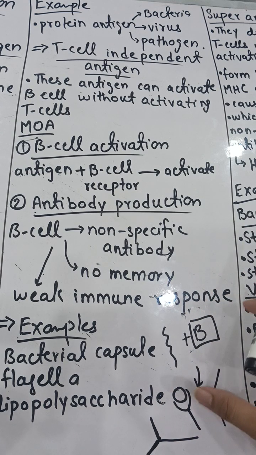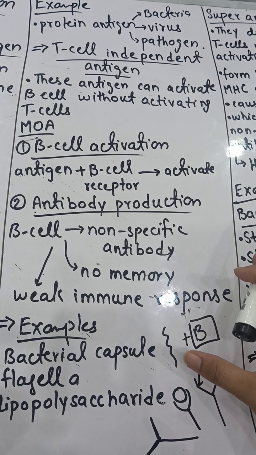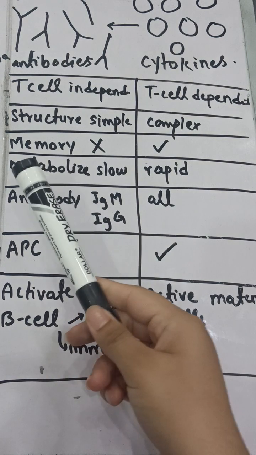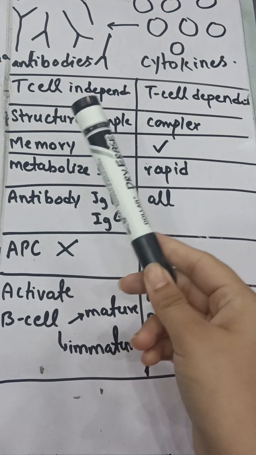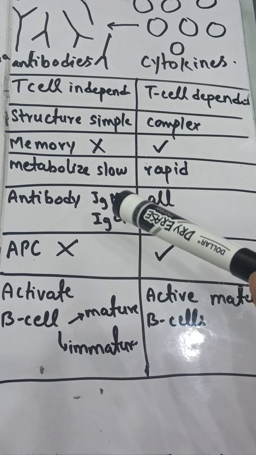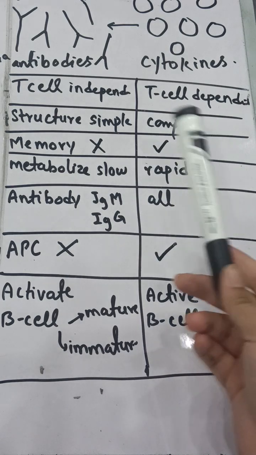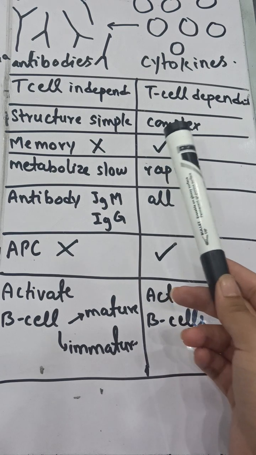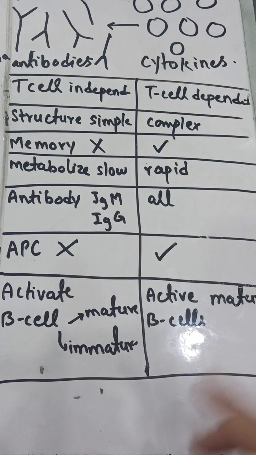Now we will see the difference between both of these. So let's discuss the difference between them. Here I have written the difference between the T cell independent and T cell dependent antigen. The first difference is on the basis of their structure. The structure of the independent antigen is simple, which only attacks the B cells, and the one which is dependent on the T cell has a complex structure, a very complex 3D structure.